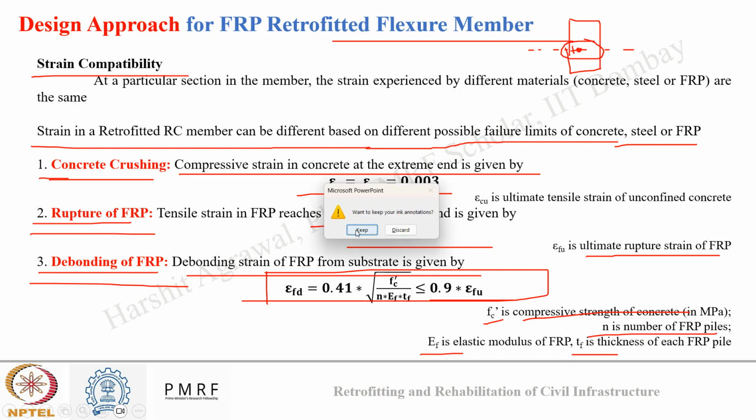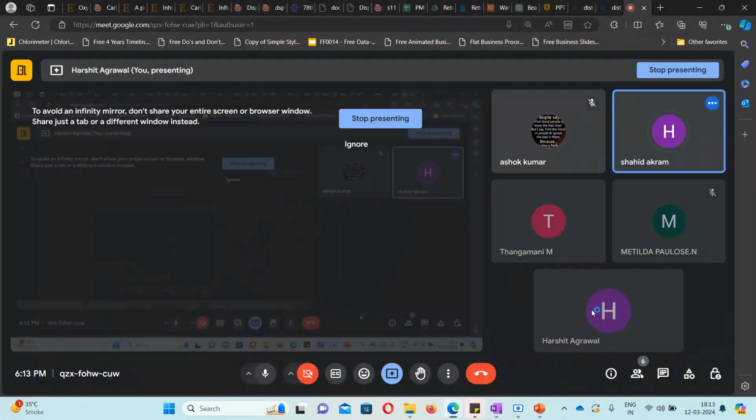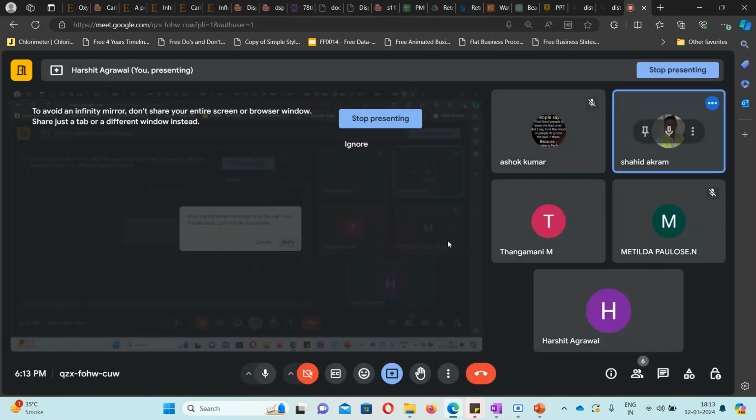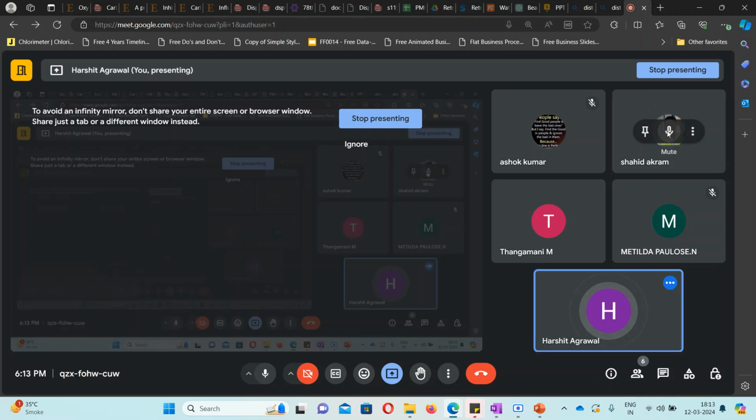If someone has any doubt, please mute yourself. Mr. Shahid, please mute yourself if you don't have any doubt.